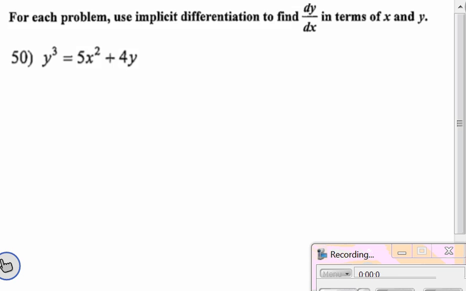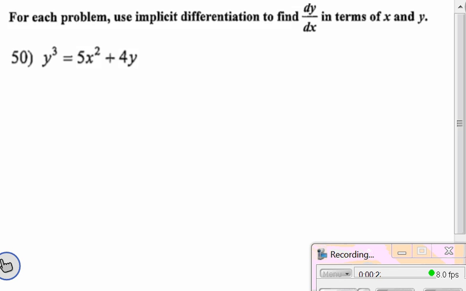Problem 50 says, use implicit differentiation to find dy/dx in terms of x and y. So in other words, find the derivative. But implicit differentiation is used when the x's and the y's are scattered all over the place, which they are. You'll see y's on the left, x's on the right, and more y's on the right. So you have to use this implicit differentiation technique.